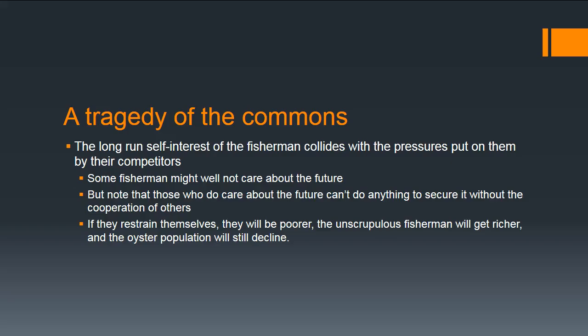So, like we said, the long-run self-interest of the fishermen collides with the pressures put on them by their competitors, and similarly, the long-run self-interest of the states collides with pressures put on them by other states. Some fishermen might well not care very much about the future, but note that those who do care about the future still can't do anything to secure that future without the cooperation of everyone else, and if they restrain themselves, they will simply be poorer and still not solve the problem. Indeed, they'll be poorer, and unscrupulous fishermen will be richer, at least in the short term, and the oyster population will decline, making everybody worse off the next year, and the year after, and the year after.